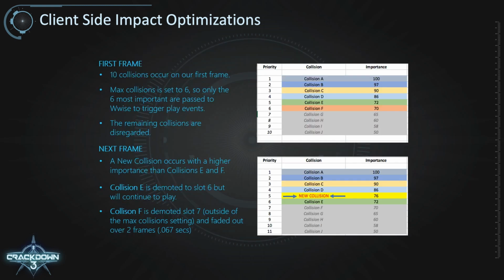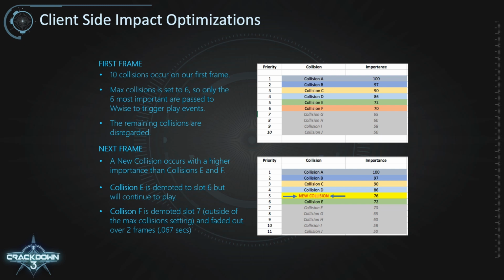So here is a simplified version of our importance list. I've listed our hypothetical importance values on a scale of 0 to 100 to make it a little easier. In reality, our importance values are astronomically high. And you can assume that collisions with a higher value have some combination of being closer, bigger, or faster than the collisions with lower values.